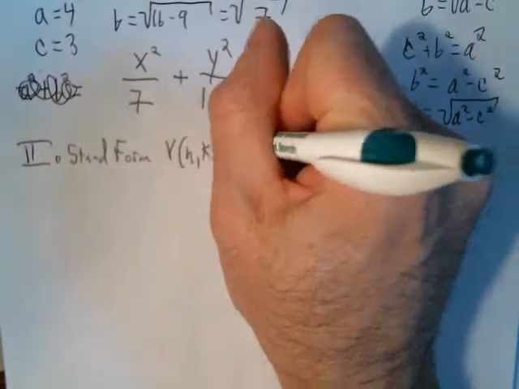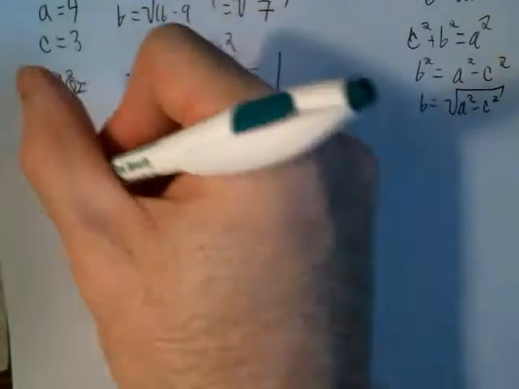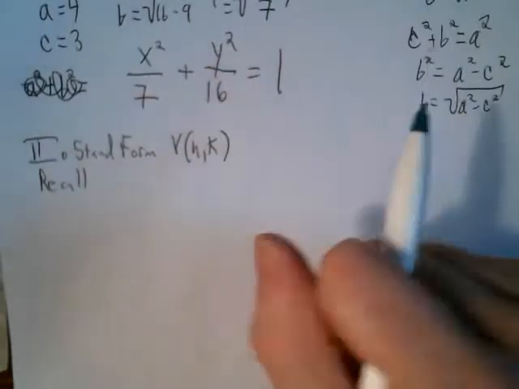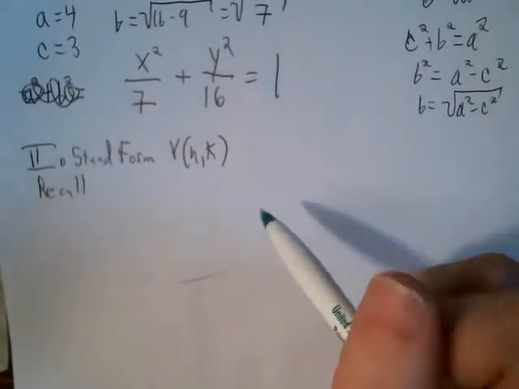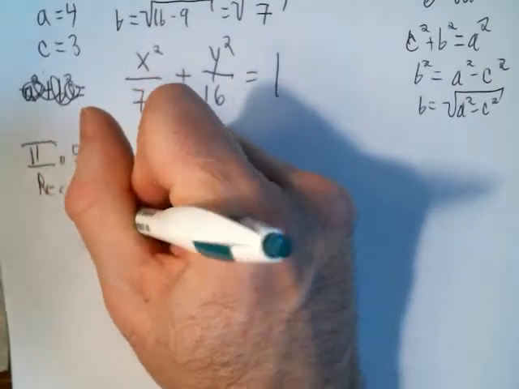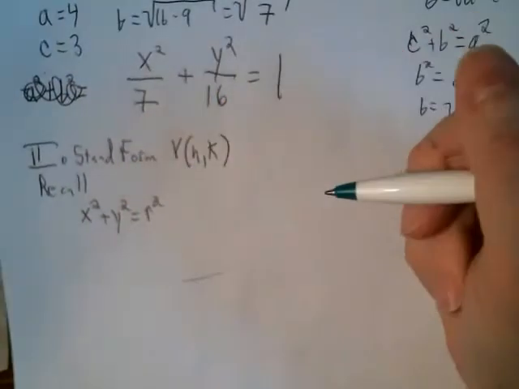So we could say the vertex is h, k. And the best way to get a handle on this is to remember your circle formula, which is basically an ellipse formula with the denominator on the other side. So recall if you had x squared plus y squared equals r squared, that was our circle formula.